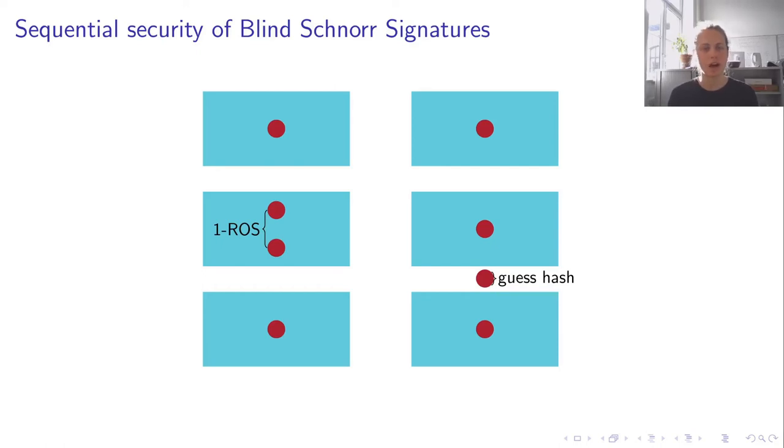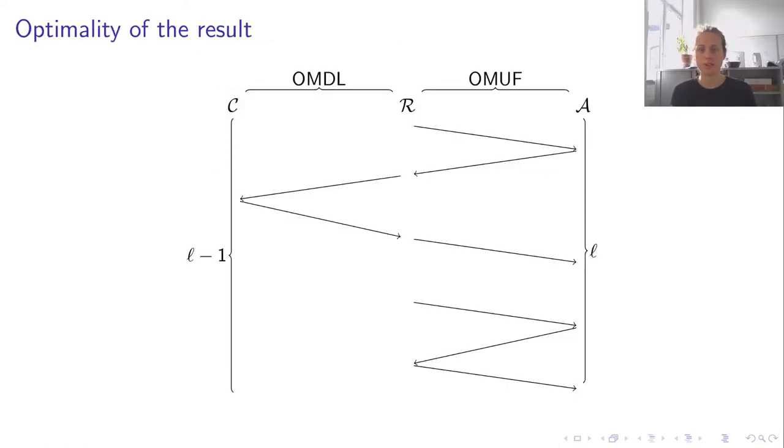Therefore, we know that our reduction will very likely succeed in extracting the discrete logarithms, first of the public key, and then through the information it has learned during signing, it can also compute the discrete logarithms of all the commitments. We also show that our reduction is optimal in the sense that it uses as many one more D-log queries as it has to, but not more.